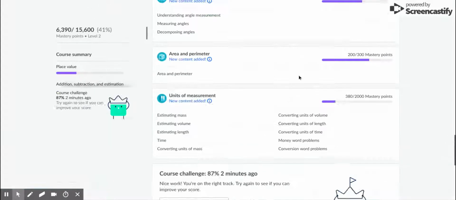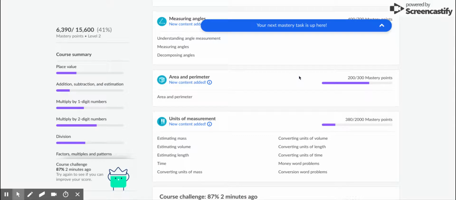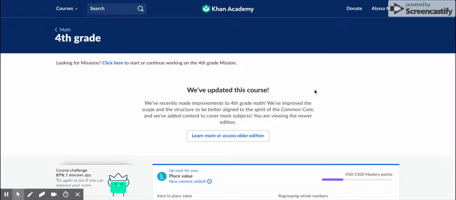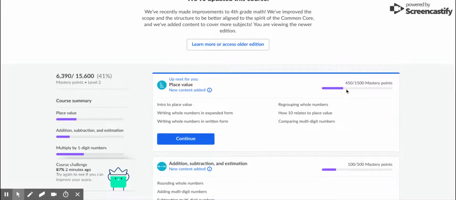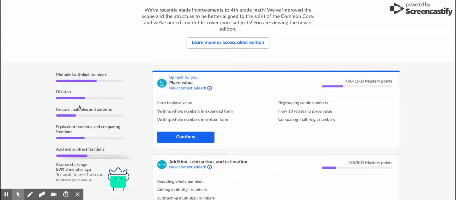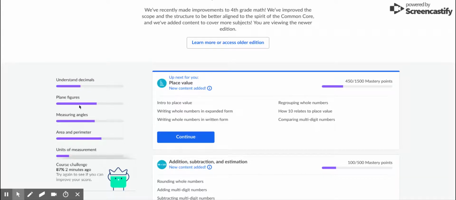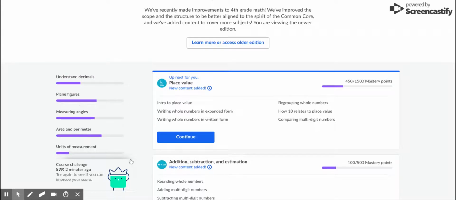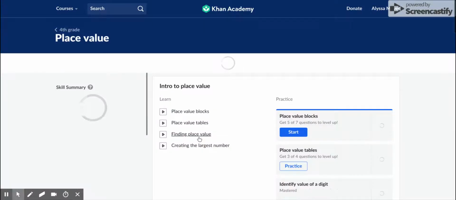As I wait for it to pop up here, I can see a whole bunch of different things. I'm going to go way up to the top of the page. I'm here in my mastery points. This is in the place value version. Here's the whole thing there. And I'm looking to master all of these, so all of these bars would go over completely to the right-hand side. Now it will tell me what's up next, and I can just click continue.